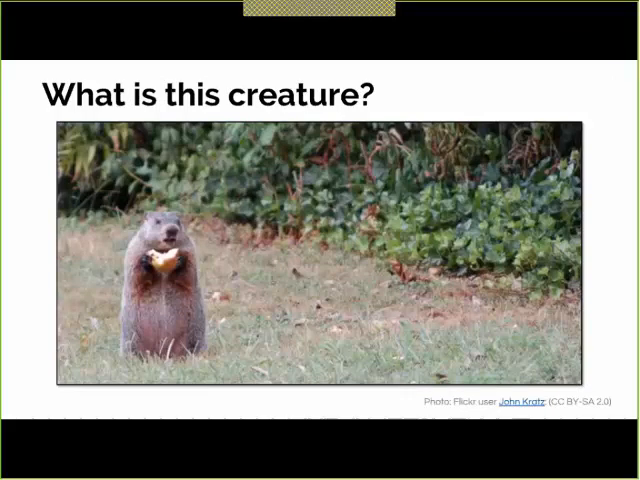Another question for y'all. What do you call this creature? Any ideas? Just throw some names. Groundhog? Definitely. Does anybody call this something else?